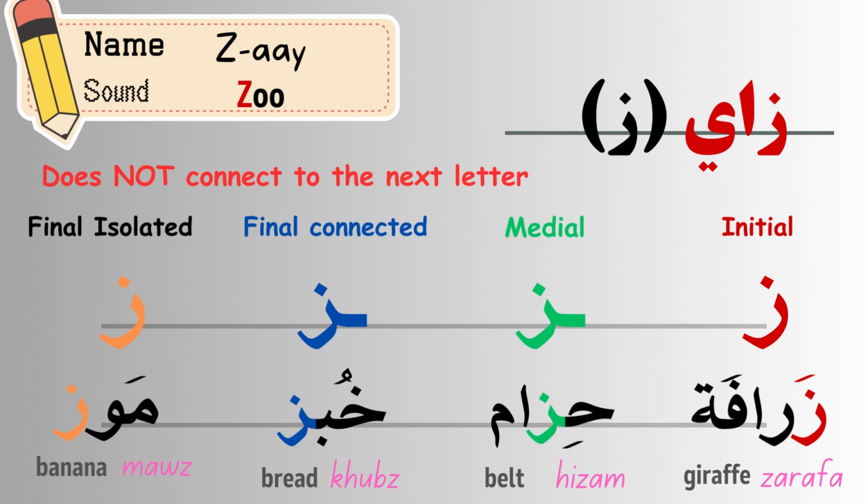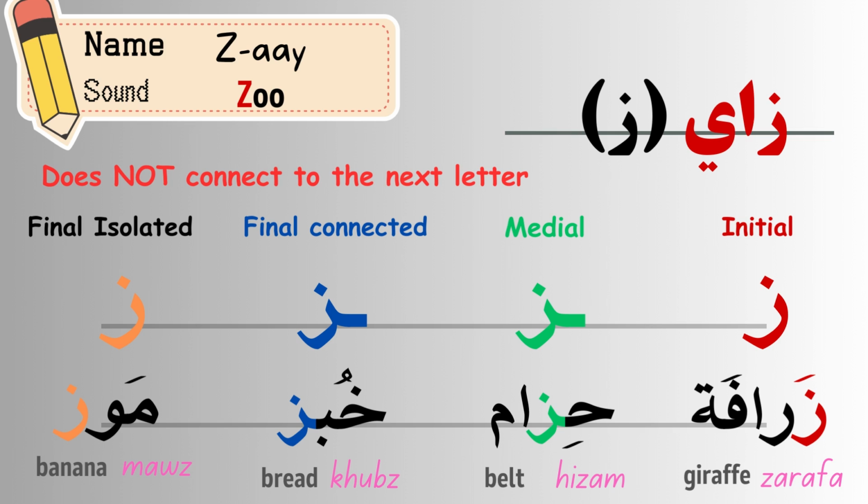The letter zai. The letter zai doesn't connect to the next letter as well. Word zarafa shows the initial form of the zai. Word hizam shows the medial form of the zai. Word khobz shows the final form connected of the zai. And word mouse shows the final form isolated of the zai.